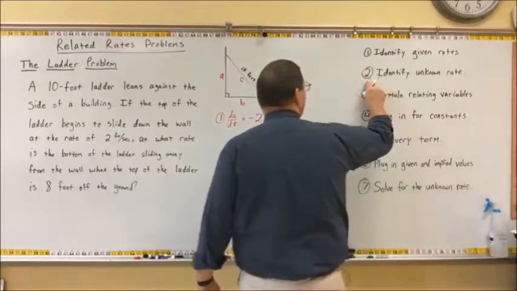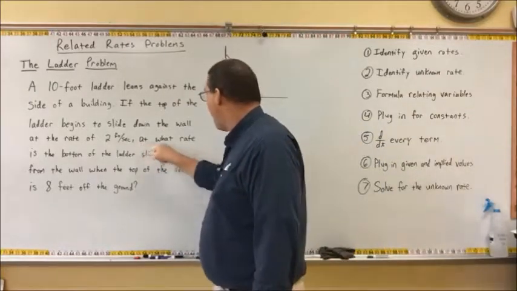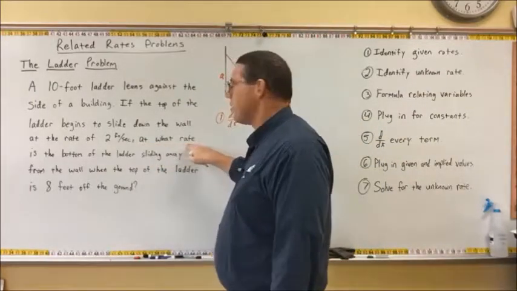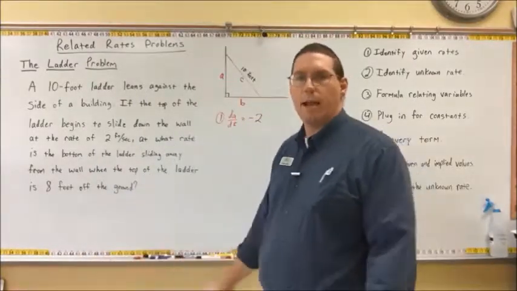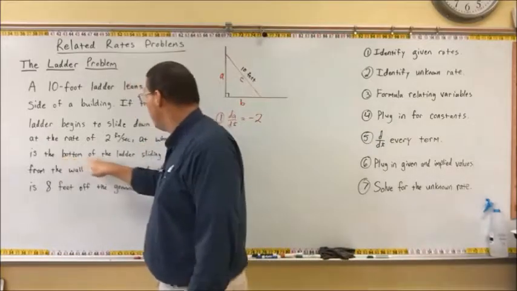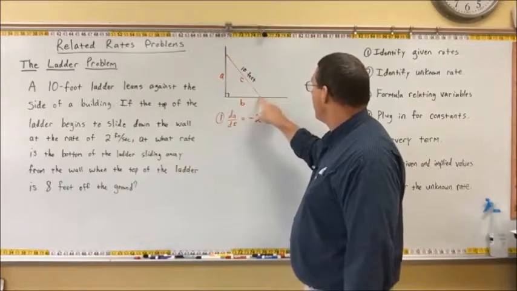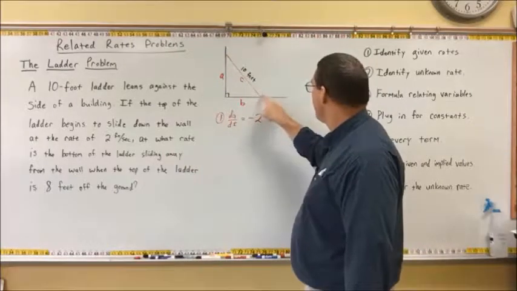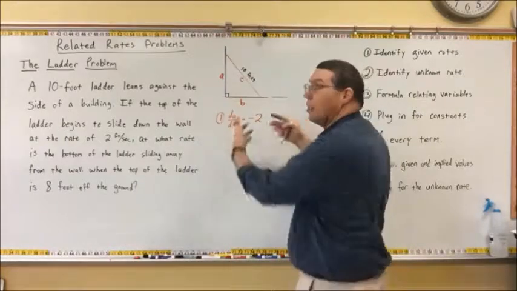Now we go to step 2, identify the unknown rate. That's where it says at what rate. You're looking for a phrase like how fast or at what rate, which indicates your unknown rate. So, at what rate is the bottom of the ladder sliding away from the wall? The bottom of the ladder is sliding away from the wall, and so that means leg B is getting longer.